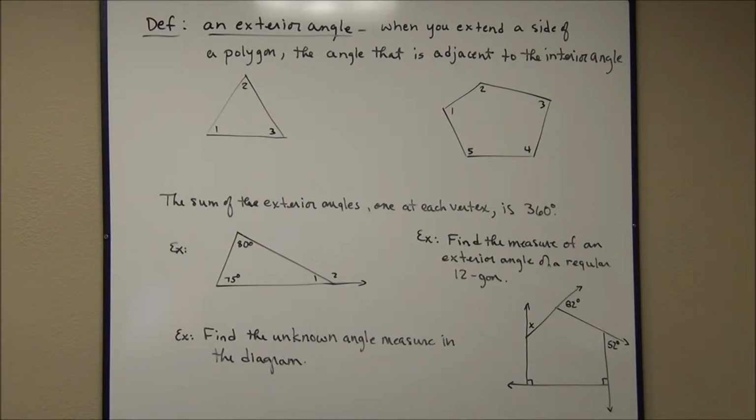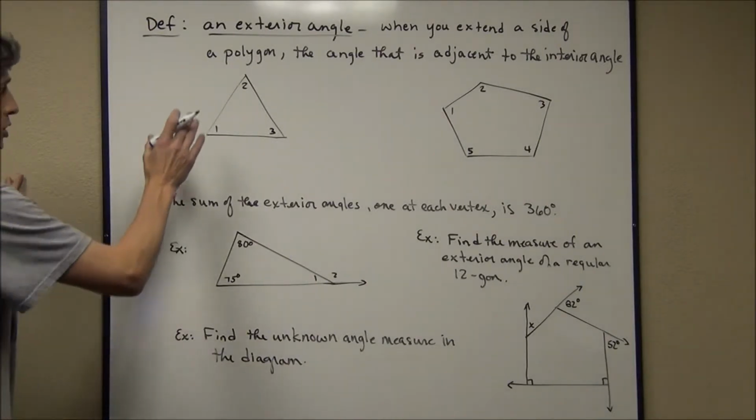Alright, let's define what we call an exterior angle. We talked about interior angles, let's talk about exterior angles. The exterior angle is when you extend the side of a polygon. It's the angle that's adjacent to the interior angle. Now I have a couple polygons, I have a triangle and a pentagon there, and I've numbered the interior angles 1, 2, 3, 1, 2, 3, 4, 5.